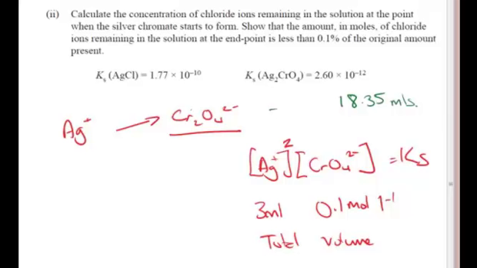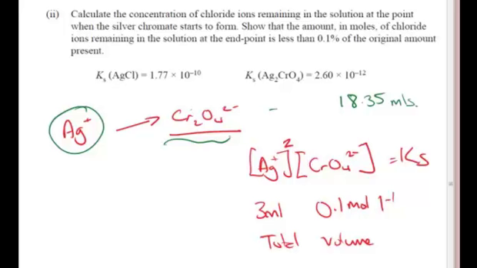Okay, in this question we're being asked to work out the concentration of chloride ions that will remain in solution at the endpoint when the silver chromate starts to form. Remember, that's when the silver reacts with chromate, which is the indicator. Now, there's not a lot of it, but it reacts with it. And we need to show that the amount of moles of chloride that remain in solution at endpoint is less than 0.1%. So the endpoint is obviously crucial here.